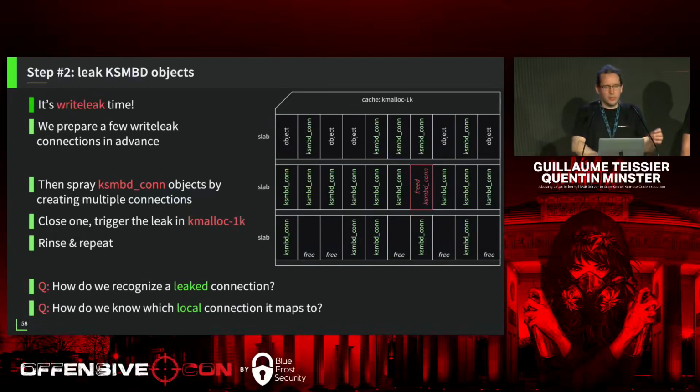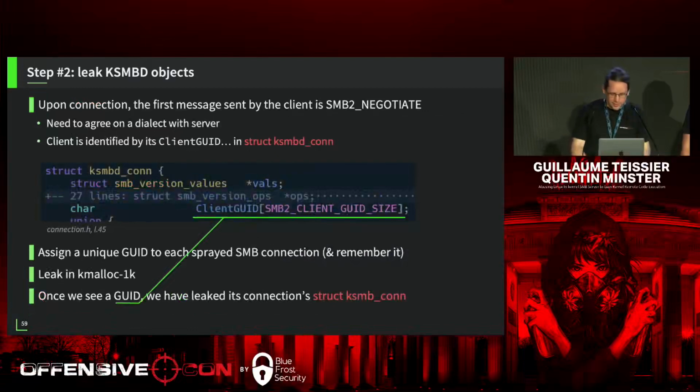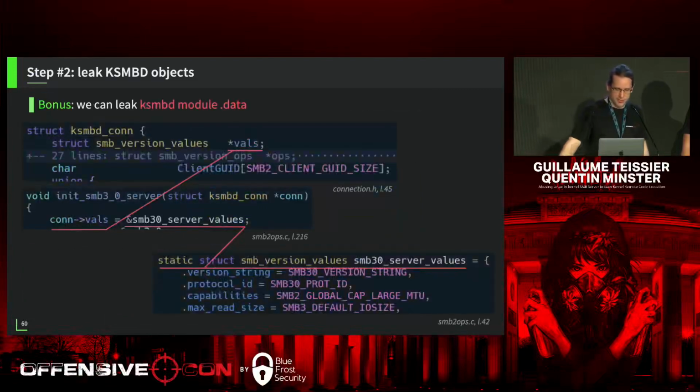So how do we know that, and how do we know which of those we sprayed is the one leaked? To do that, recall that in SMB2 negotiate, we mentioned earlier that the client sends a GUID. That GUID is stored in the ksmbd_conn object. So when we trigger write leak in the kmalloc-1k slab after our spray, if the data we get back contains a GUID, we know it's a ksmbd_conn object, and we know precisely which one it is, because we just choose unique GUIDs for each connection. That enables us to know that we leaked one object and precisely which one it is, and make use of its values.